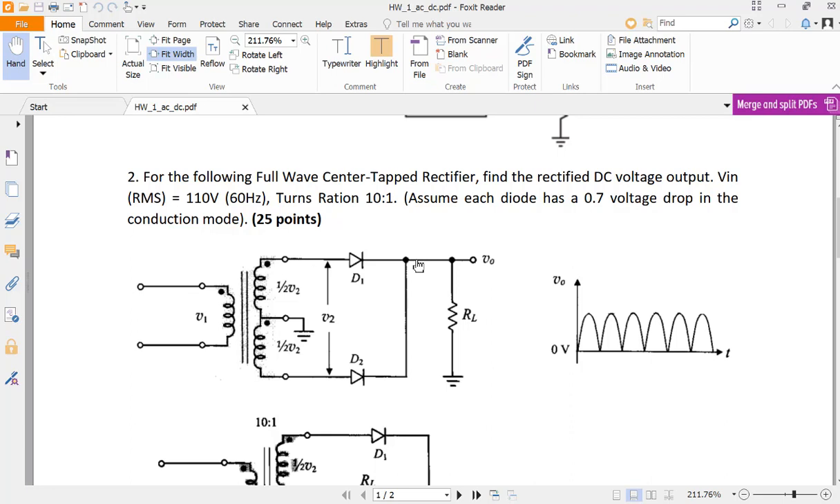But that's VM for the VL. Then you need to use 2 times VM over pi to get VAV. Okay, that's for the second problem.